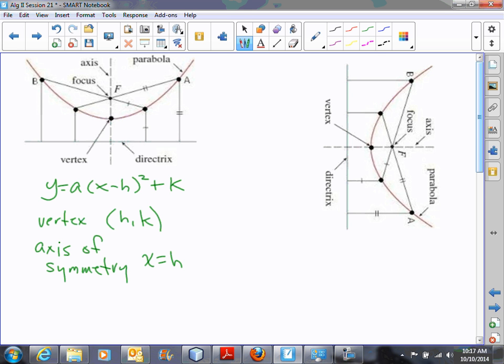Now, we also know that when a is positive, the parabola opens up, or upward. And when a is negative, notice what I wrote: a is less than 0. It opens downward.